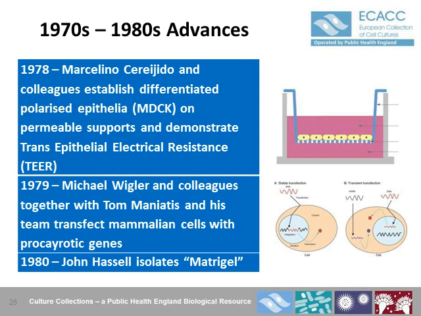In 1980, John Hassell was working on proteoglycans to determine their role in disease and development. Hassell isolated a heparan sulfate-containing proteoglycan from the Engelbreth-Holm-Swarm sarcoma. This reagent is now known as Matrigel.